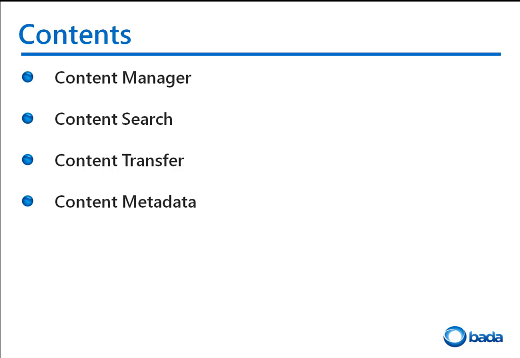The Content module details can be grouped into 4 basic parts based on the activities done to the content, namely Manager, Search, Transfer, and Metadata. These functionalities are implemented in the Content Manager, Content Search, Content Transfer, and Content Metadata classes. Let's look at what function each class does one by one.